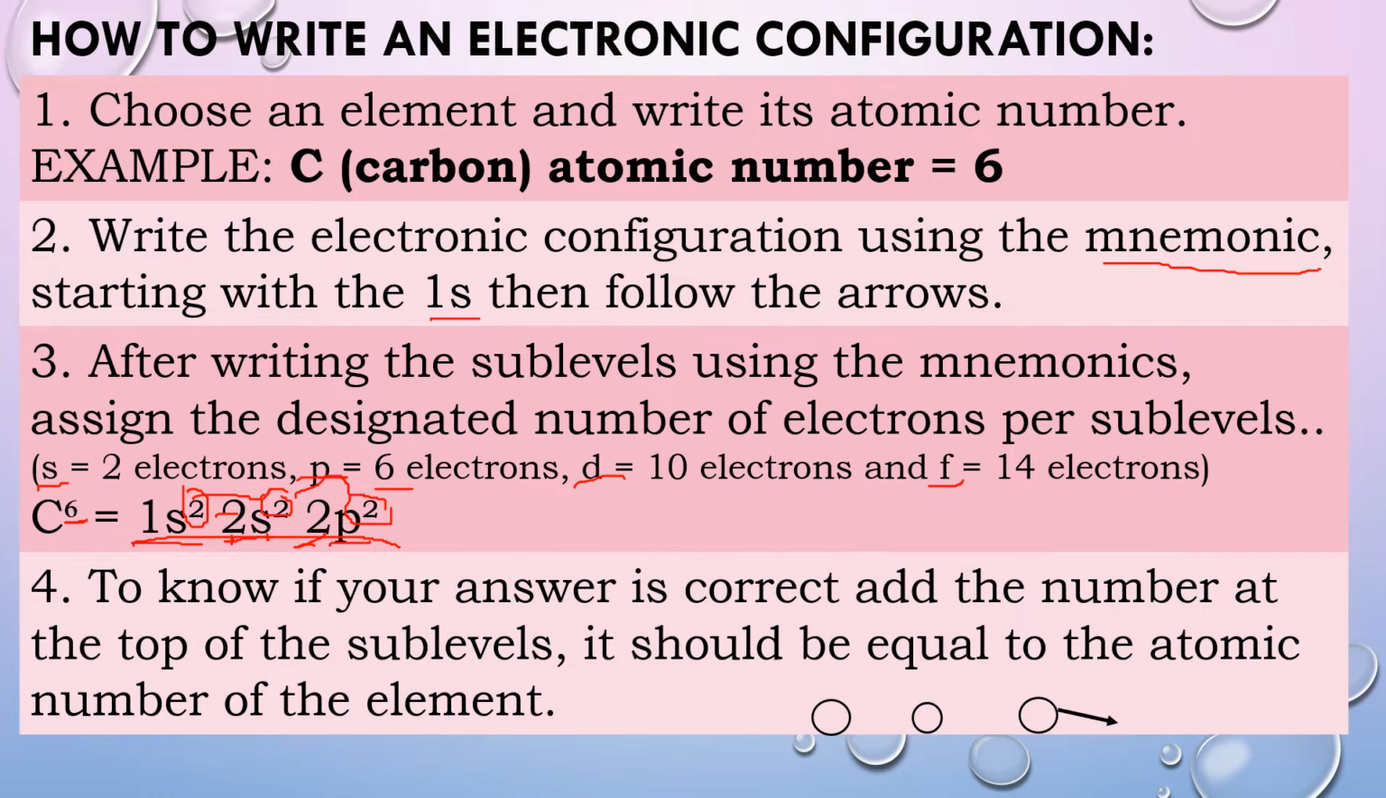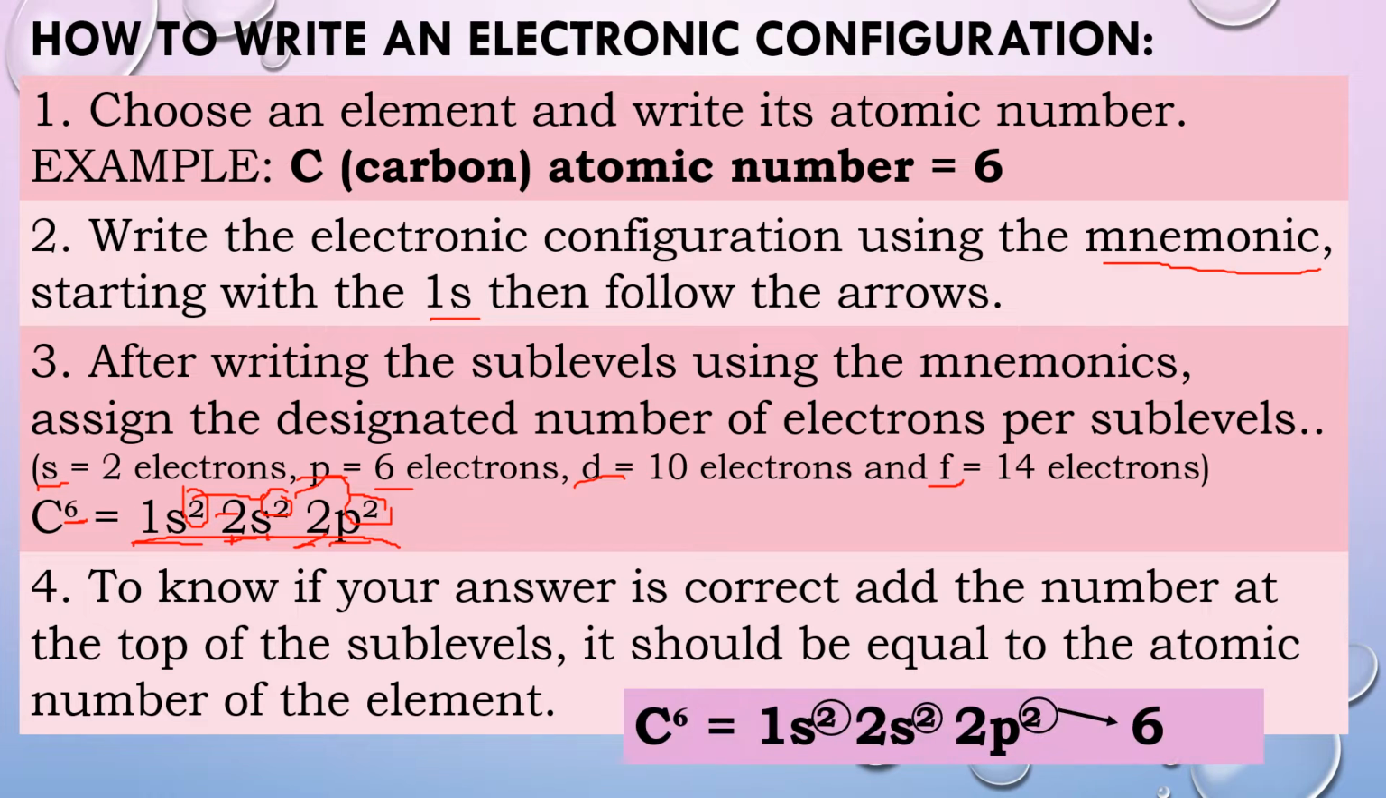To know if your answer is correct, add the numbers at the top of the sublevels. It should be equal to the atomic number of the element. So, yun na yung sinabi ko kanina. We are going to add this number of electrons. So, 2 plus 2 is equal to 4, plus 2, 6. That means tama yung electron configuration natin. Equal siya dito, yung sum niya is equal sa atomic number.